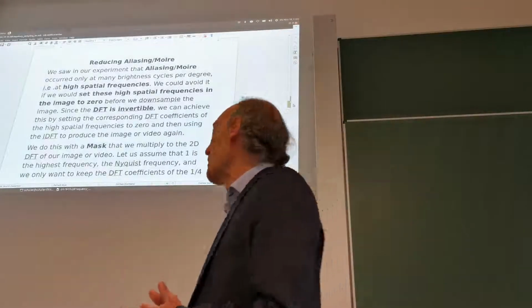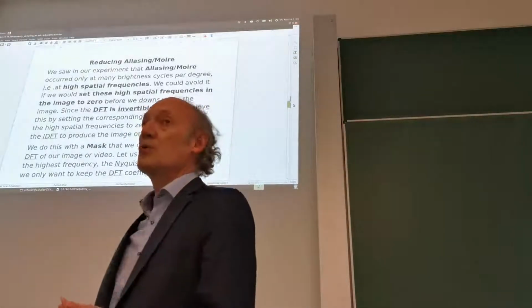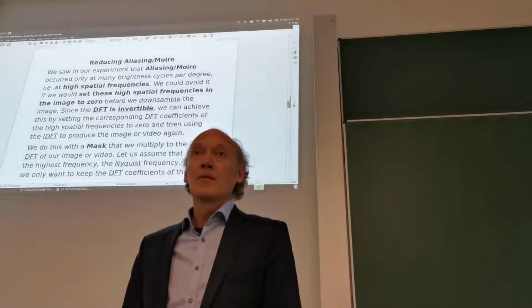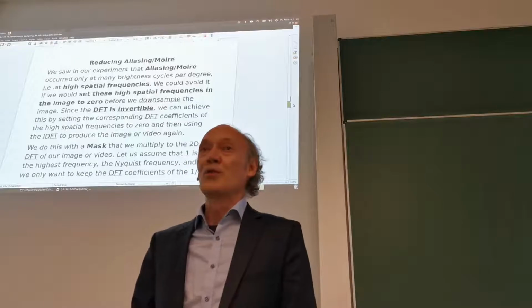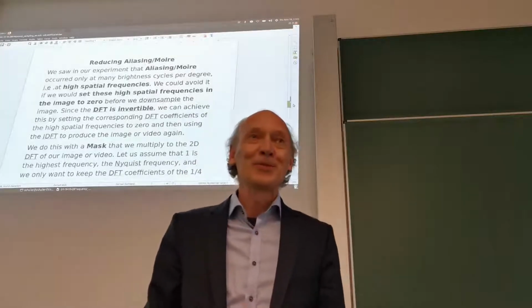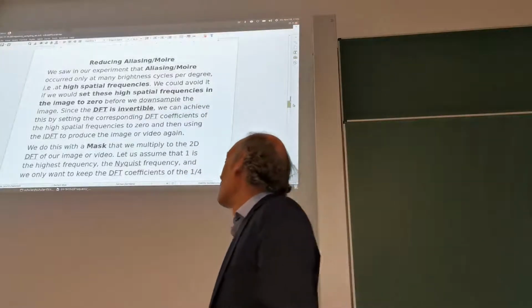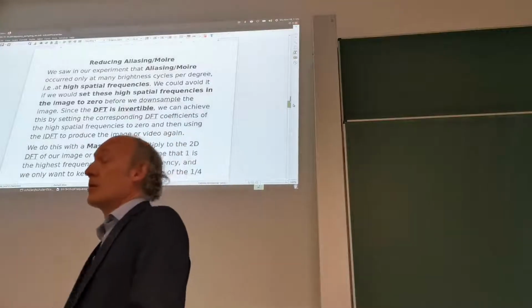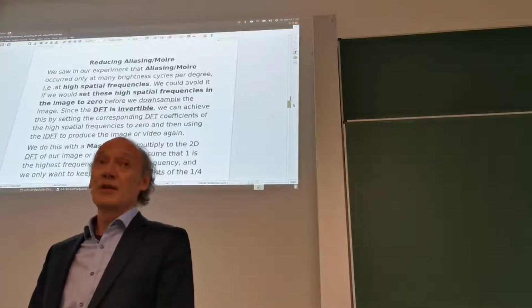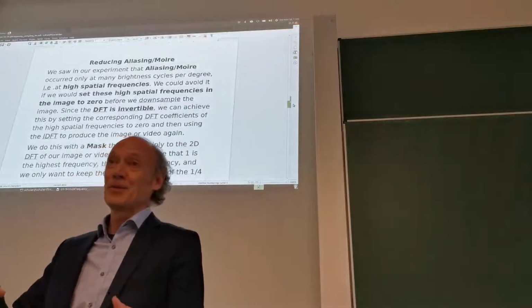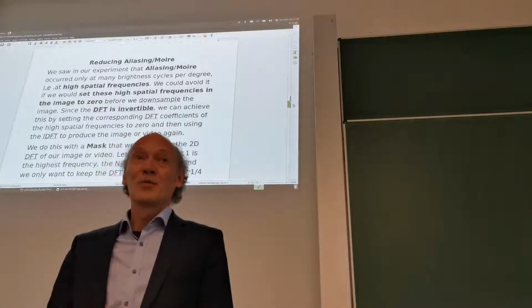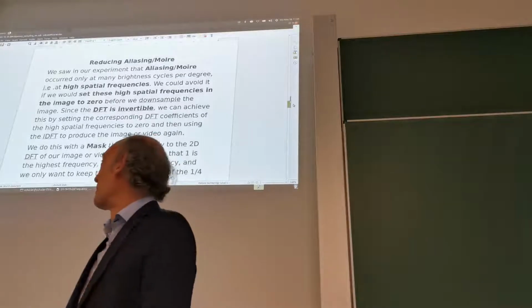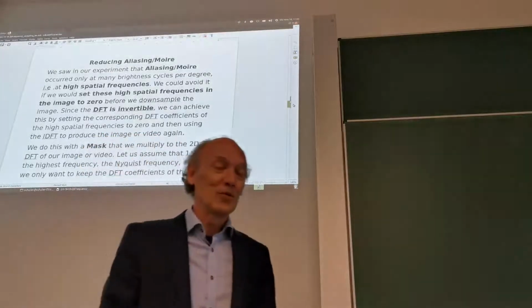So last time we saw what happens when we do downsampling basically unprepared, when we obtain aliasing or moire, right? So today we want to see how we can get around this moire or the aliasing, such that we can do downsampling, like for the color components, chrominance, and avoid moire or aliasing.